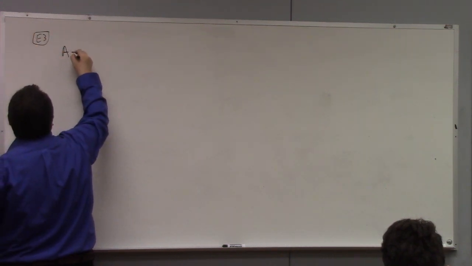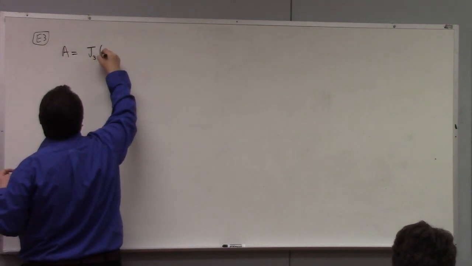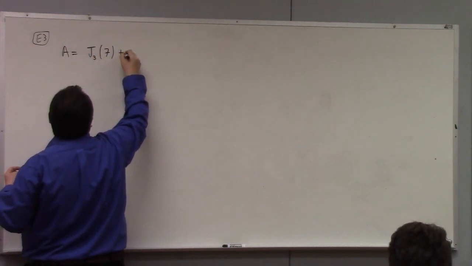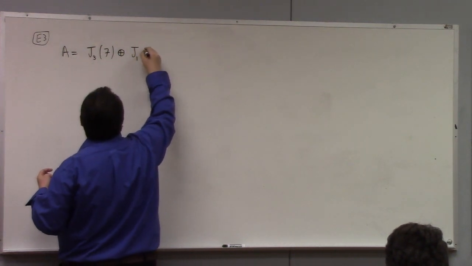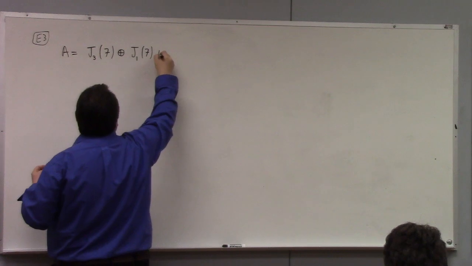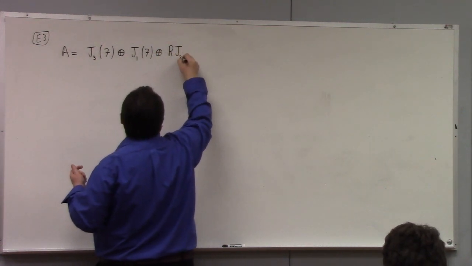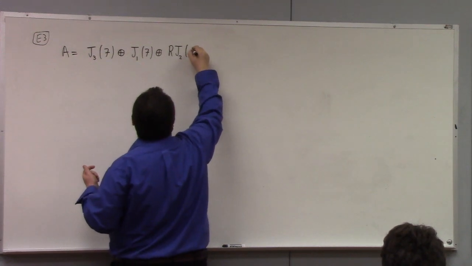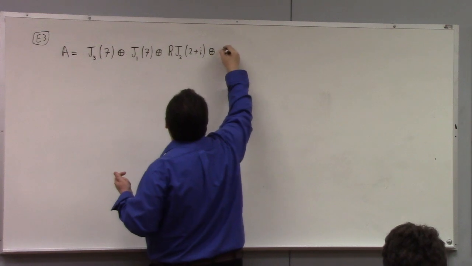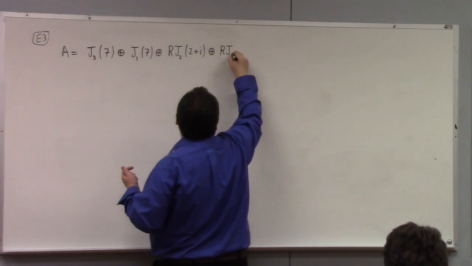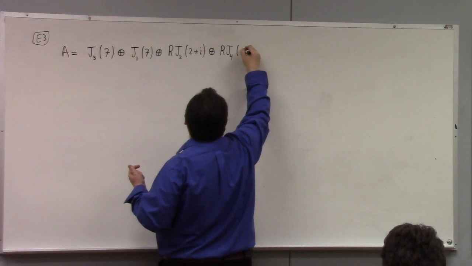Let's say A is J3 of 7, direct sum J1 of 7, direct sum the real Jordan form. I'll do a 2 by 2 block of 2 plus i. And then the real Jordan form, I'll do a 4 by 4. That's all I've got patience for here. And let's do just a 3i.